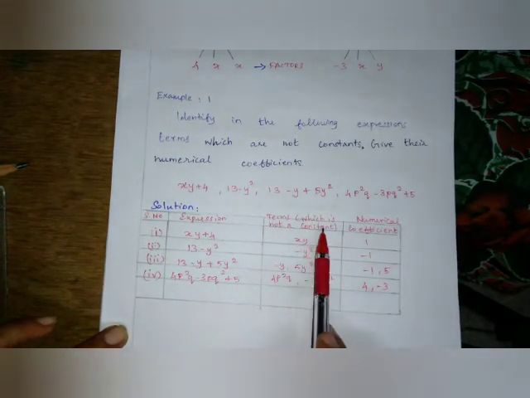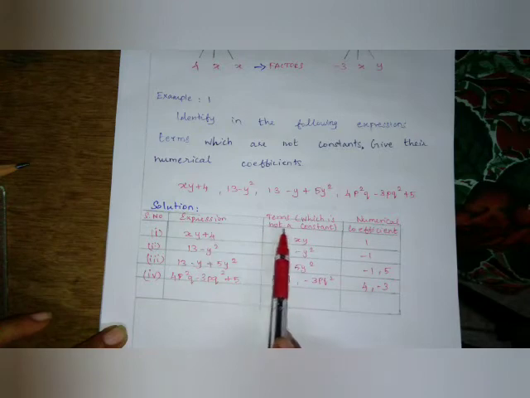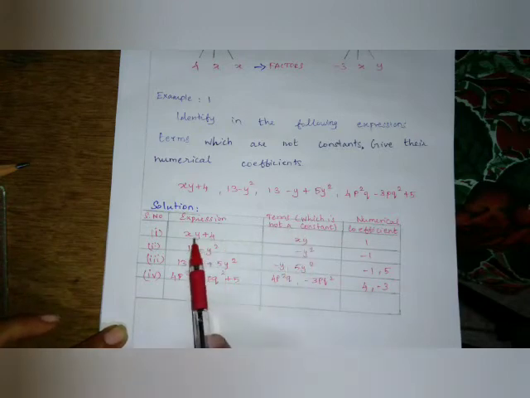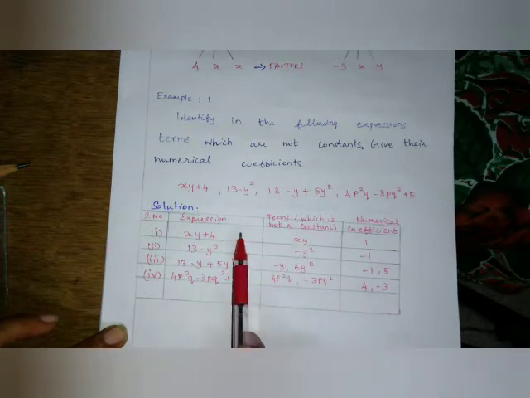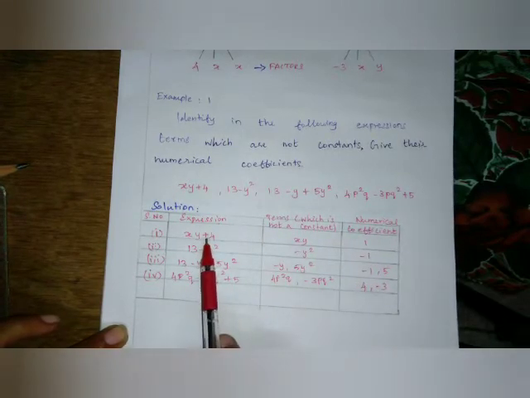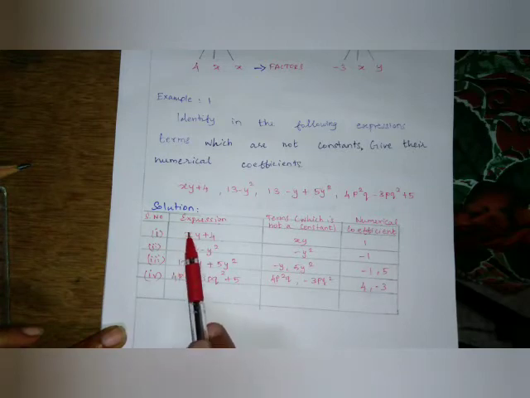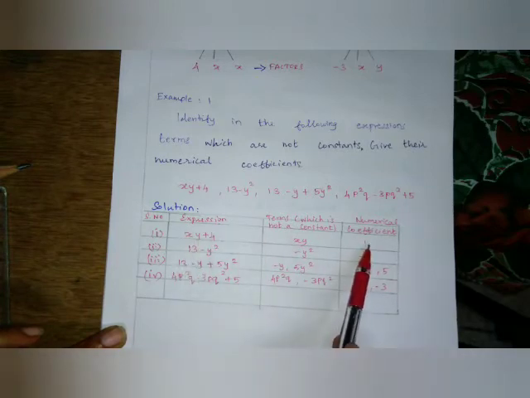Terms which are not constants. In this expression, 4 is the constant, but they are asking only for the non-constant term. So we write xy in this column. Then for the numerical coefficient, with that variable we have the numerical coefficient 1. So we write 1 here.